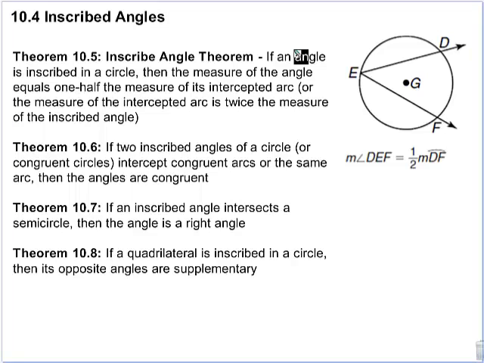Inscribed angles. So we have the inscribed angle theorem. You guys should have these notes. You got them before. So if an angle is inscribed in a circle, recall the word inscribed means its vertex is on the circle, then the measure of the angle equals 1/2 the measure of its intercepted arc. Or you could think of this the other way around. The measure of its intercepted arc is twice the measure of the inscribed angle.